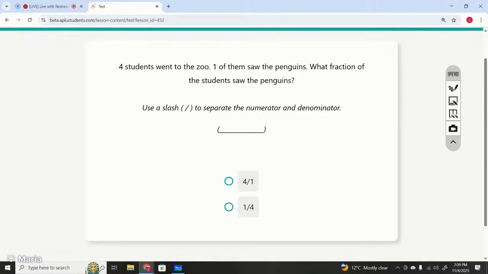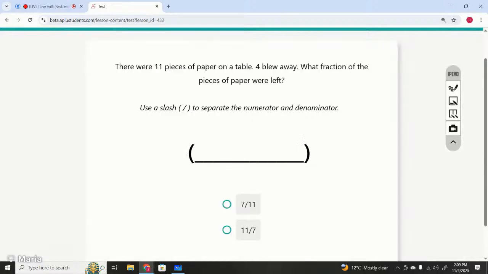Four students went to the zoo. One of them saw the penguins. What fraction of the students saw the penguins? That is one out of four. Option number two is the correct option.